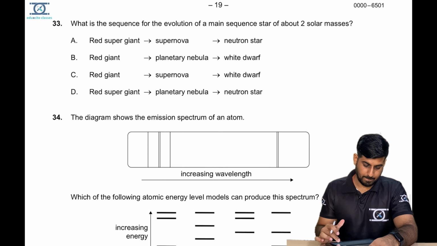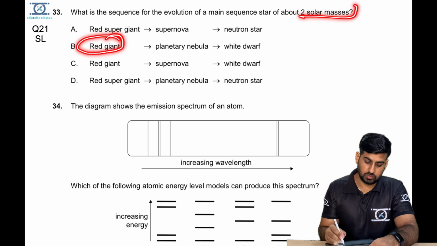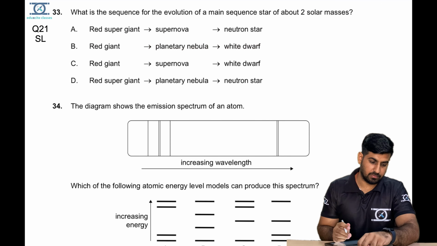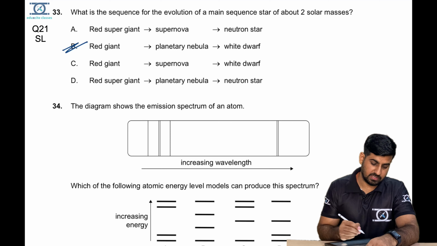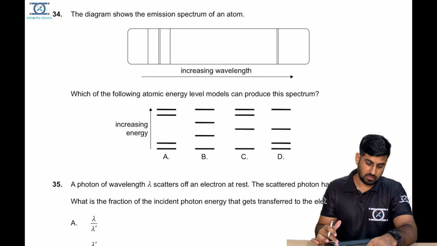Okay. Now it's a direct question. The sequence of the evolution of the main star, it starts from red giant for 2 solar masses, then the planetary nebula, and then the white dwarf. Okay. So option B is the right answer. You will study this in the astrophysics part.